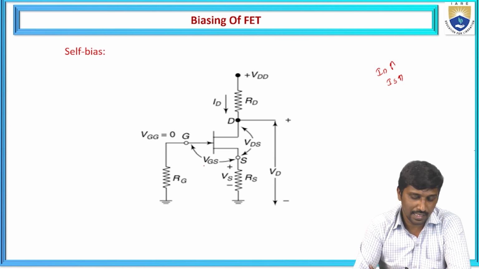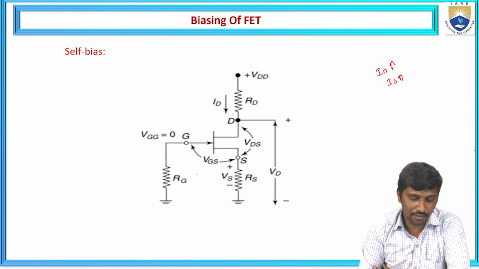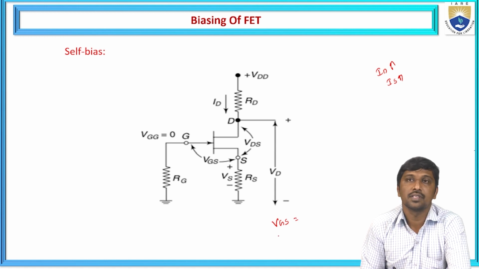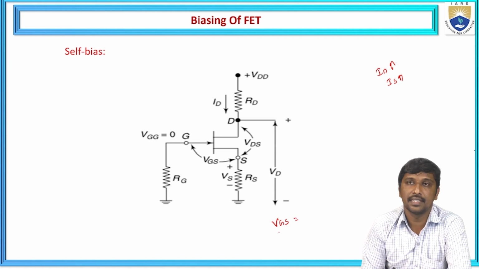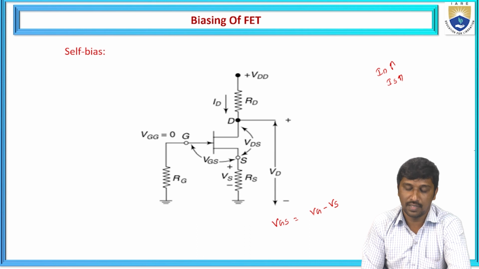And from this, according to this circuit configuration, we know that VGS is represented as the potential difference between the gate and the source. We can write it like this: VGS is also represented as the potential difference between the gate voltage and the source voltage.